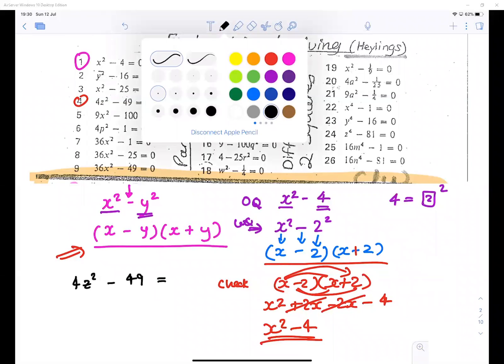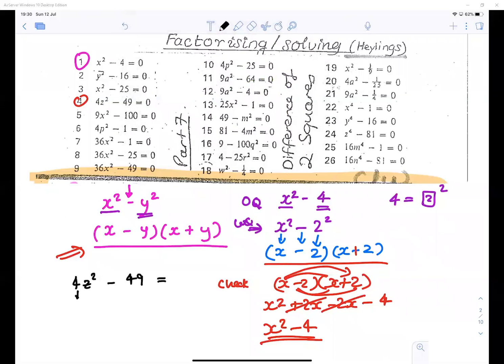Would you do it for z? So what's 4 then? We said 4 was something before. What was 4? 2 squared. And what's 49? Which square number is 49 in disguise? 7 squared.